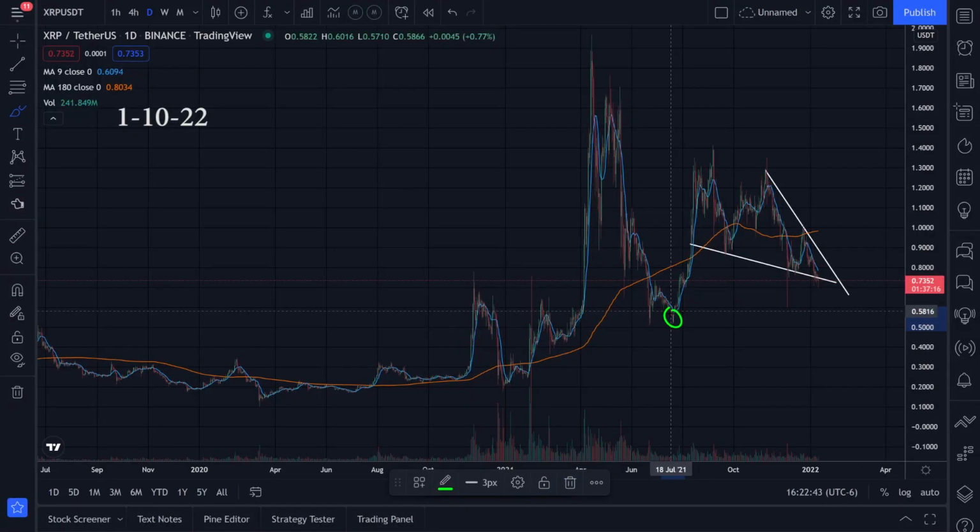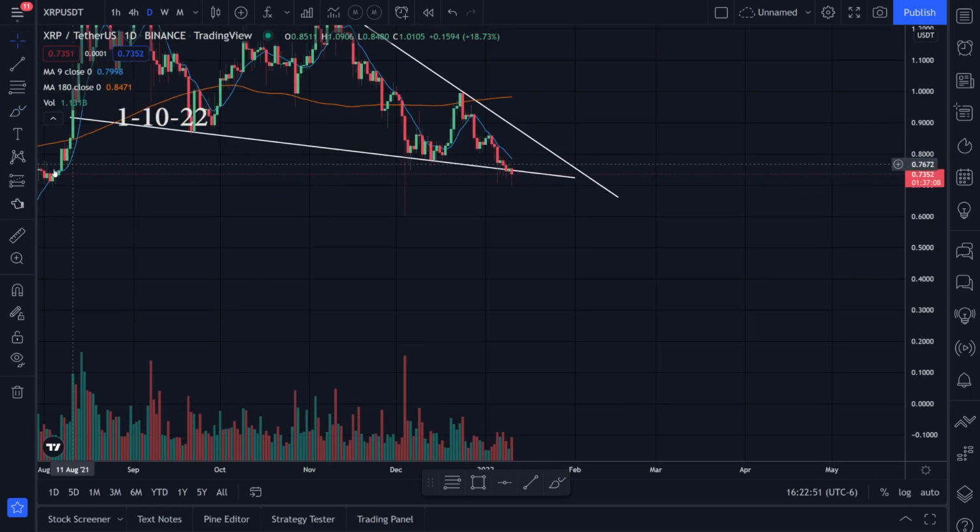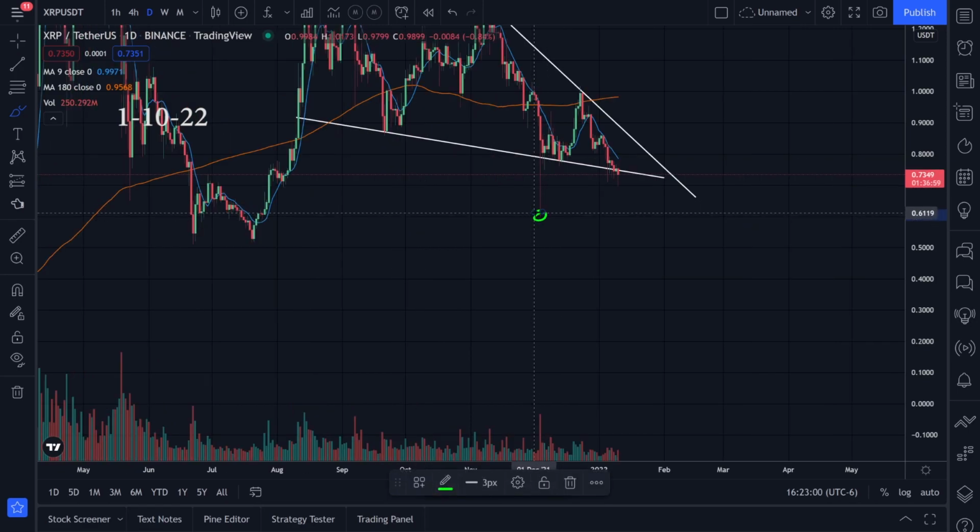The first one is sitting right here at around 0.52, something like that. The other thing we could look at, like I said, there was a wick down to right here, and this one was sitting at around 0.60. So the first target is around 0.60, and then this one around 0.52, as long as we're trending down.